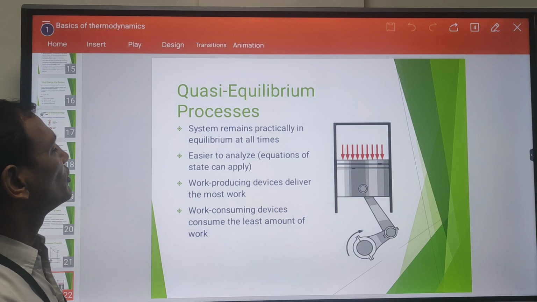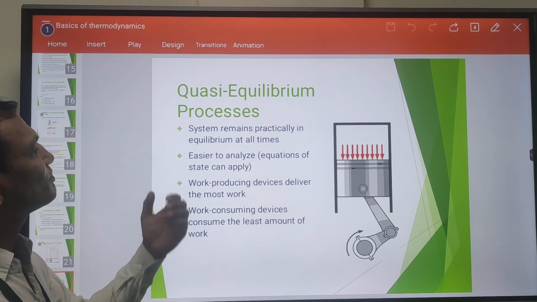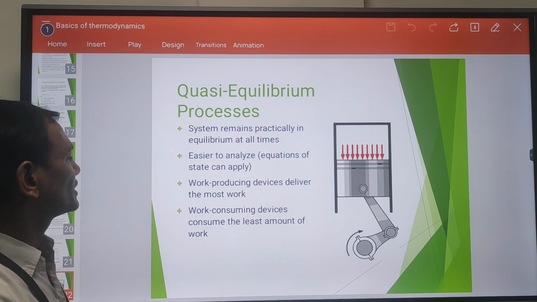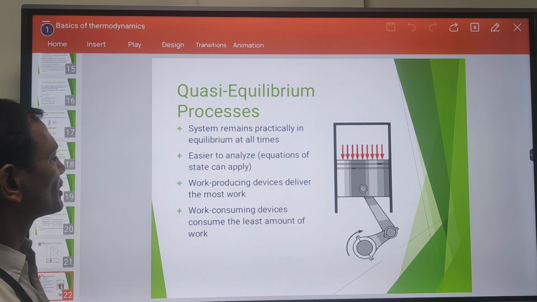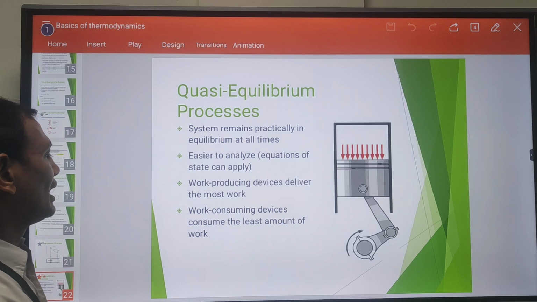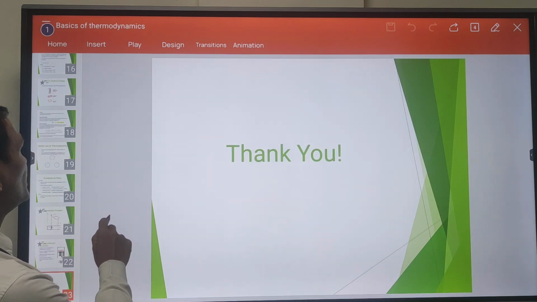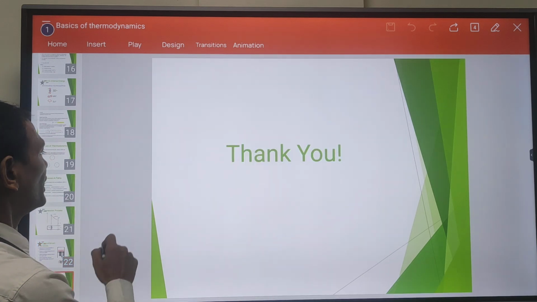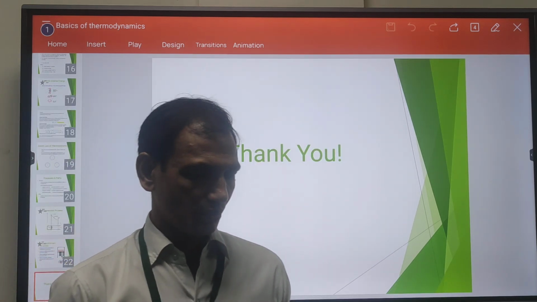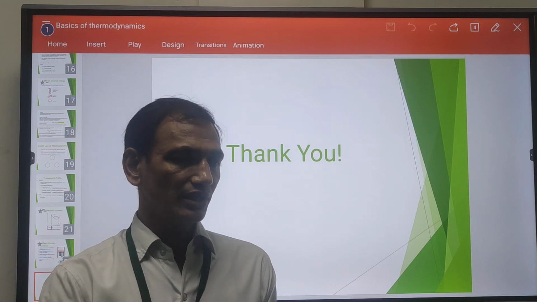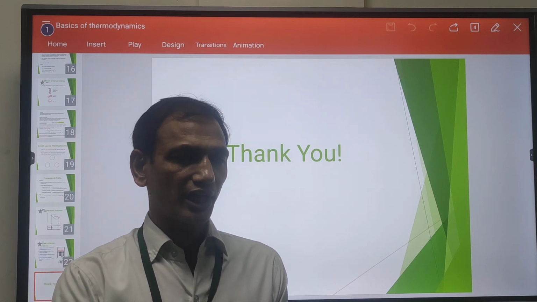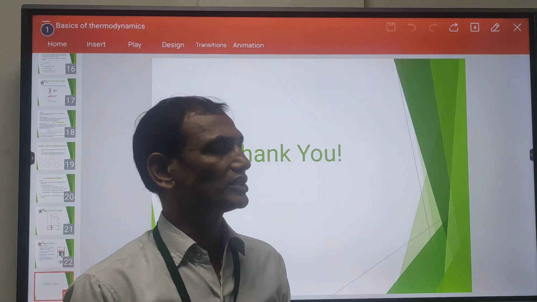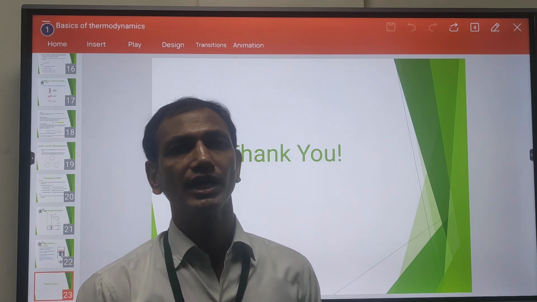And the quasi-equilibrium process. In a quasi-equilibrium process, the system remains practically in equilibrium at all times, and it is easier to analyze. Equations of state can be applied. Work-producing devices deliver the most work, and work-consuming devices consume the least amount of work. In a quasi-static process, suppose we apply the load incrementally over intervals of time, and the process will follow that path. A quasi-static process is a reversible adiabatic process.